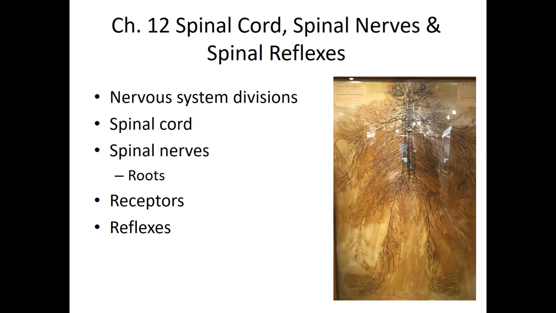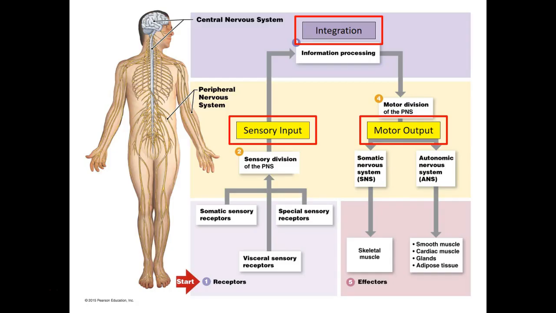So looking at the spinal cord, nerves, and reflexes, we'll first start off by looking at the systems of the nervous system. Remember, we have the peripheral nervous system and the central nervous system. Central nervous system, if we think about the anatomy part, we can break it up into the brain and spinal cord. Functionally, the central nervous system is involved with integrating information and sending a response out.